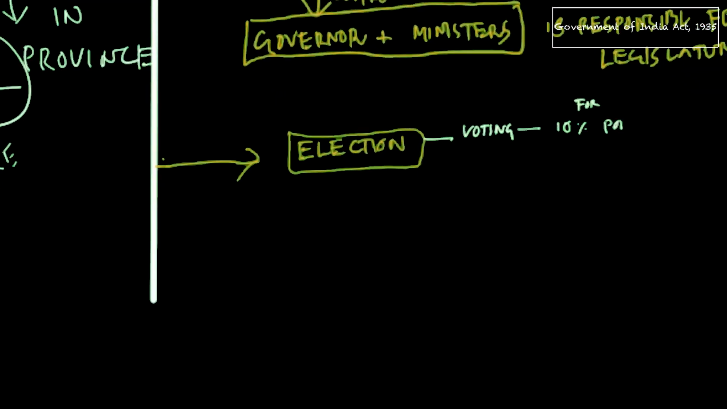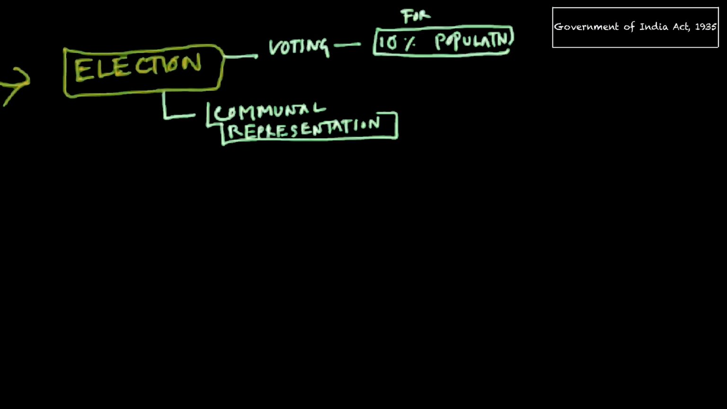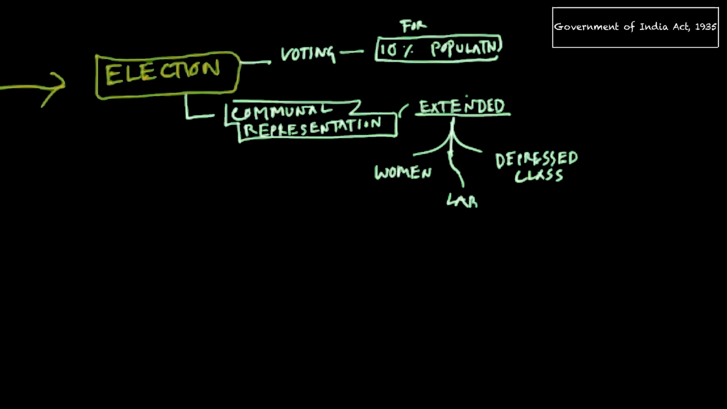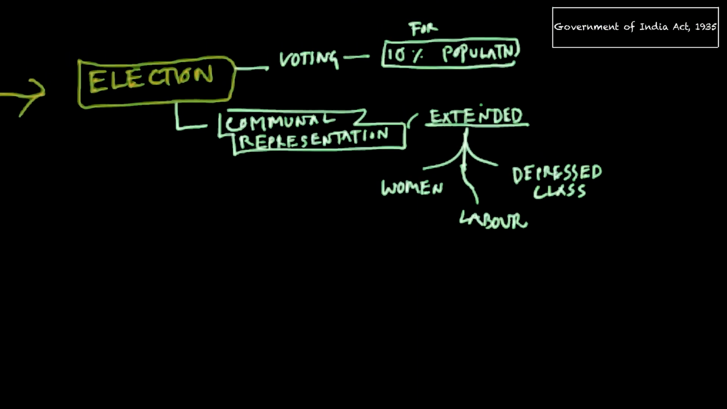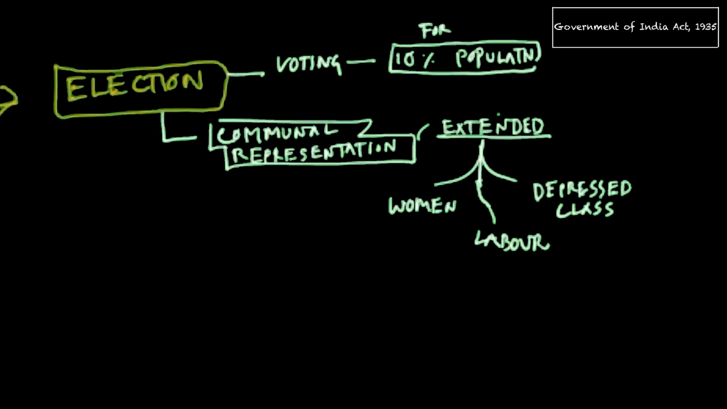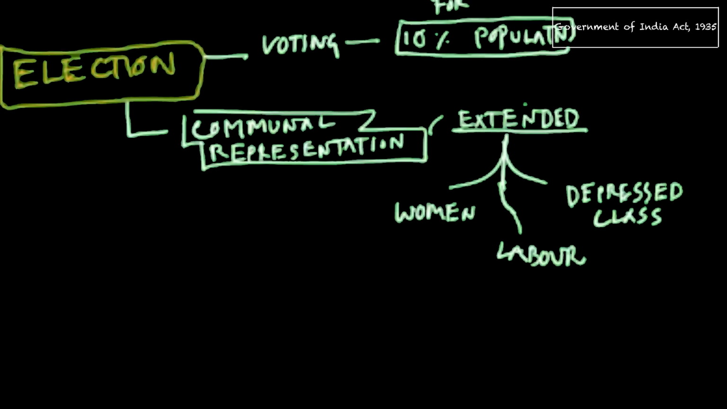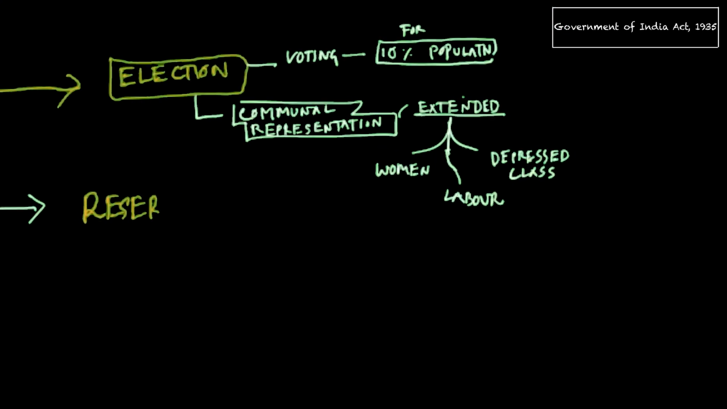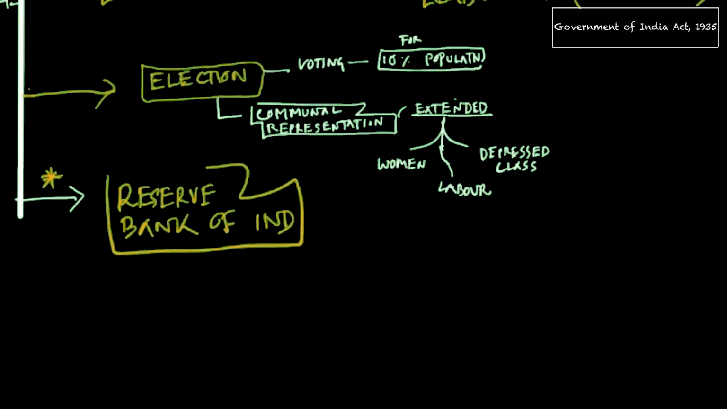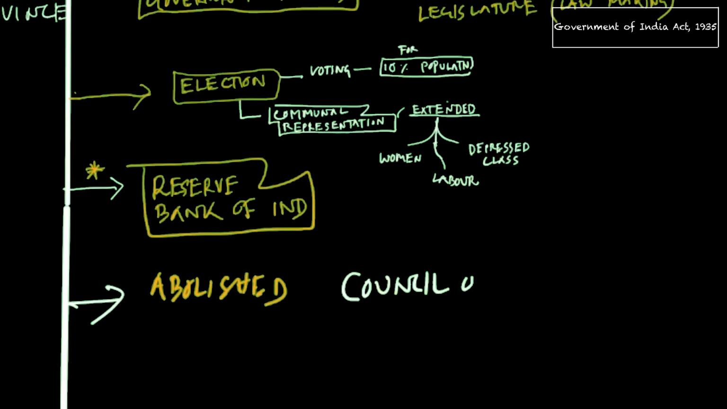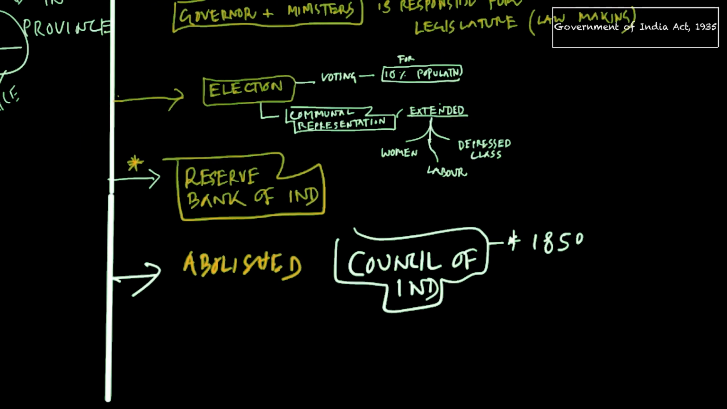It further extended the principle of communal representation by providing separate electorates for depressed classes, women, and laborers. It extended the franchise. About 10% of the population got the voting rights. The Act provided for the establishment of the Reserve Bank of India to control the currency and credit of the country. The Act abolished the Council of India, established by the Government of India Act of 1858. The Secretary of State for India was provided with a new team of advisors.